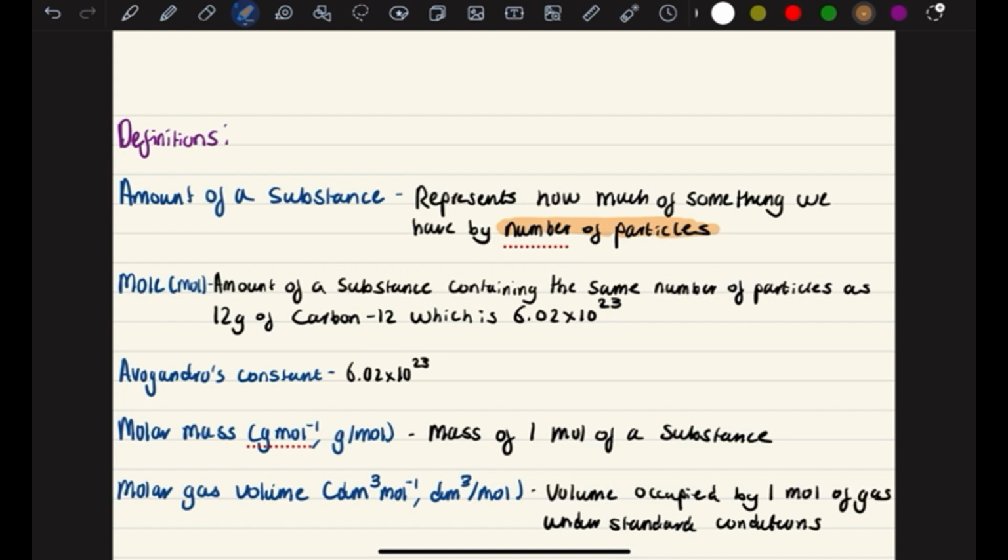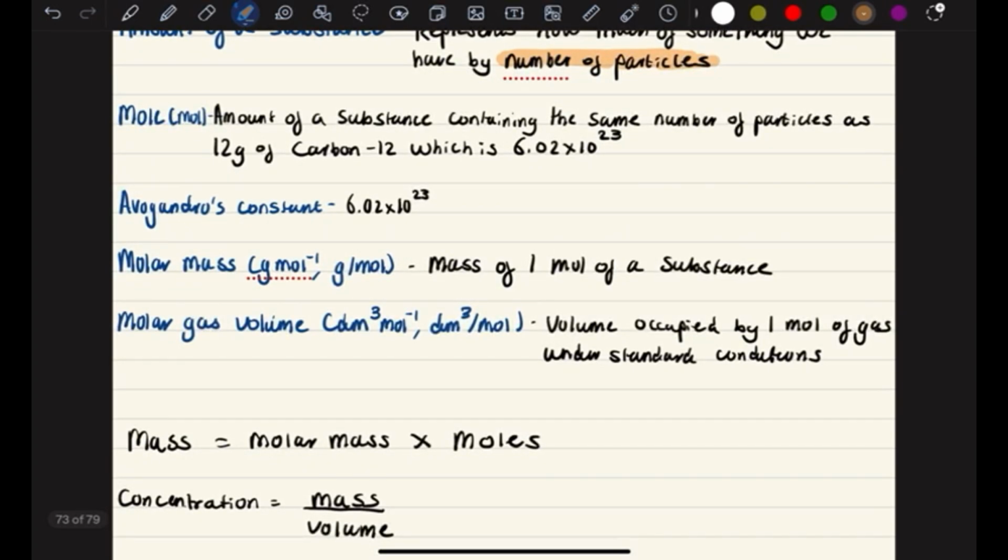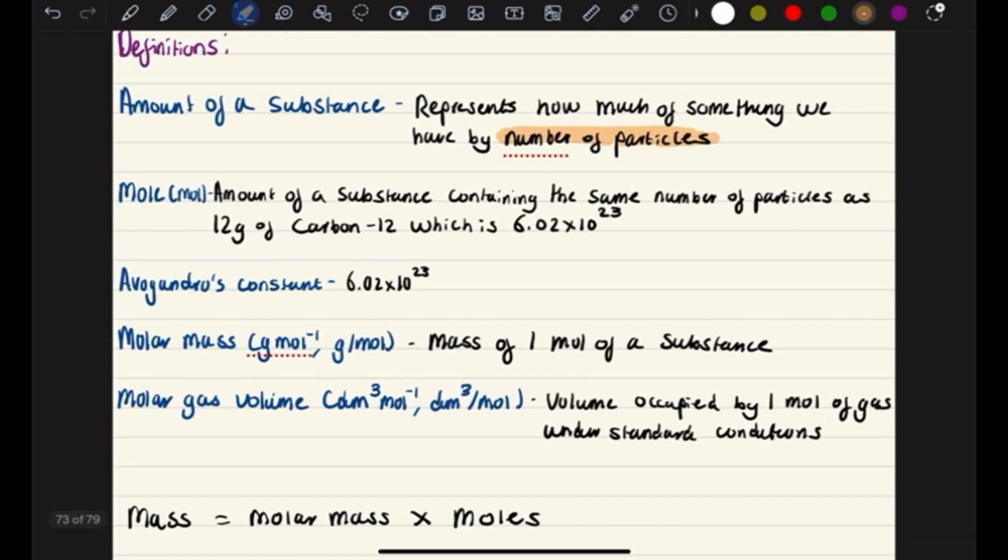Cool. Avogadro's constant, 6.02 times 10 to the 23. Just know it. You're going to have that in your data sheet as well. That's literally representative of the number of particles in 1 mole of a substance, yeah? Cool. Your molar mass is the mass of 1 mole of a substance, and your molar gas volume is the volume occupied by 1 mole of gas under standard conditions. And you can see that you have all of these definitions just listed out here for you to remember.